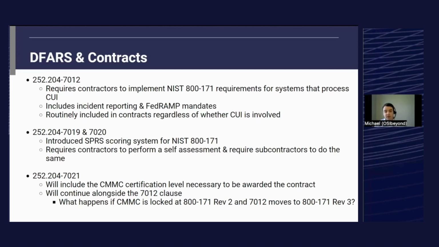We also need to just think for a moment about possible issues if CMMC remains locked at 800-171 revision 2, as it is now, and DFARS 7012 moves on to 800-171 revision 3. That's waiting in the wings. It's nearly there. Tracking both of those sets of requirements at the same time, which would be what is required under the current language, would definitely be an additional burden on contractors. And I really hope we don't see that.